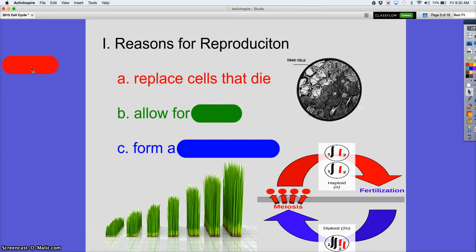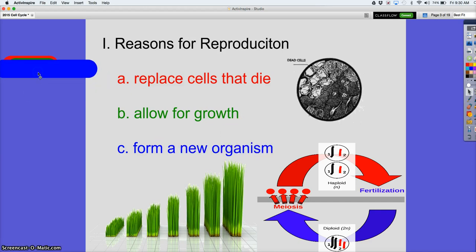B is allow for growth. Allow for growth. So you grow because your cells reproduce, and also cells reproduce because things inside of it grow. So it kind of works both ways. I think for C, form of organism. Awesome. To make a new organism. Or prepare, you should say. In preparation to form a new organism.